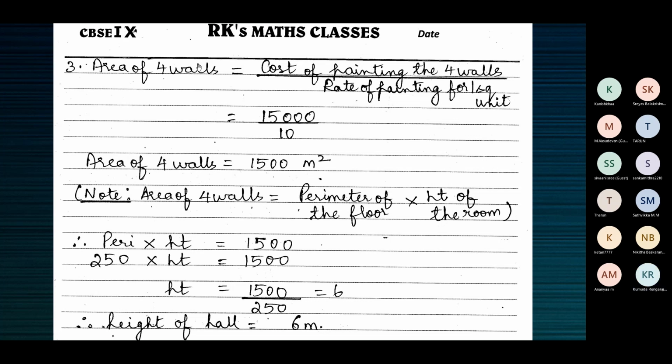All right. So when you cross multiply this, you can see a formula here. When you just cross multiply this, you will understand what it is. Area of 4 walls, whatever is the area of 4 walls, when you multiply that by the rate, I'm cross multiplying to understand the formula better. Area of 4 walls into the rate of, see, rate is for 1 square unit.